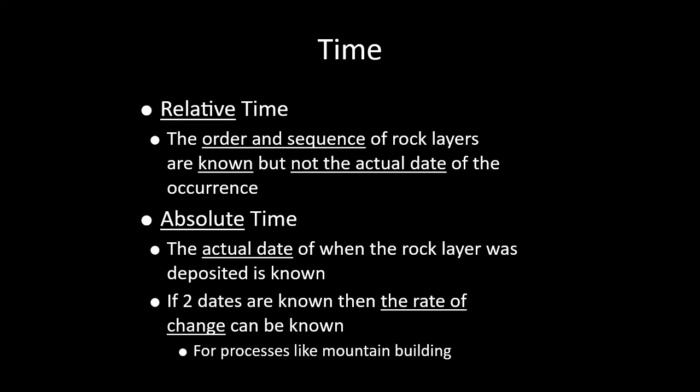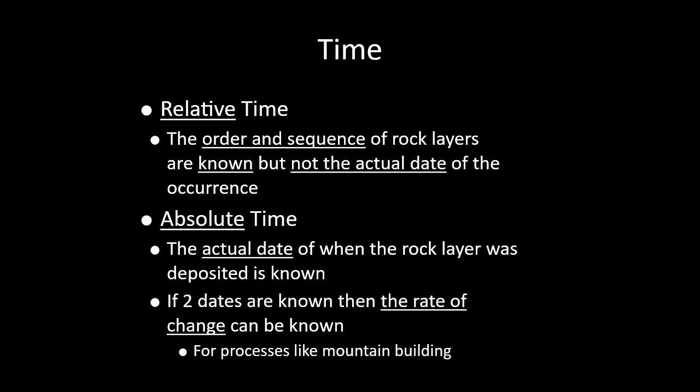There are two ways to look at geologic time. We have what's called relative time, which is if we know the order and sequence of the rocks, but we don't know their actual dates, we can say, okay, well, this one is relatively newer or older than the previous one. And that's what we're looking at today. The other type of time is called absolute time. This is an actual number. So it's the actual date of when the rock layers were formed.